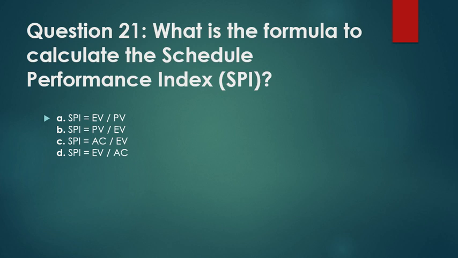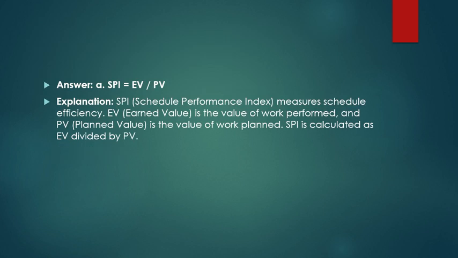What is the formula to calculate the Schedule Performance Index, SPI? Schedule Performance Index, SPI, is equal to EV upon PV. Schedule Performance Index measures schedule efficiency. Earned value is the value of work performed and planned value is the value of work planned. SPI is calculated as EV divided by PV.